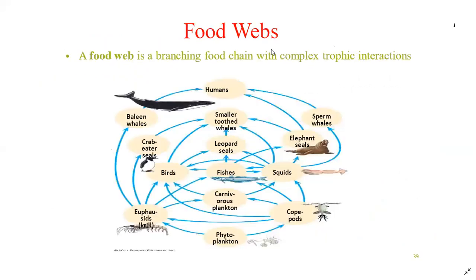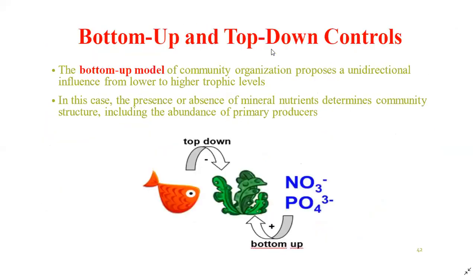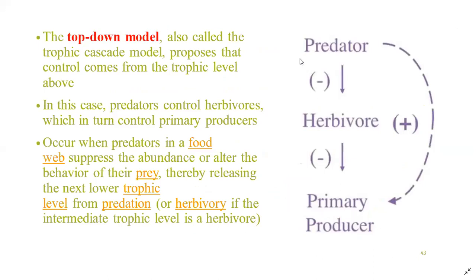Now we are switching to another important topic. We have already read about the bottom up and the top down controls. I hope there is no doubt in this. If there is anything, please let me know. I have talked about all this, right? So I'll just read this down. The top down model, also called the trophic cascade model, proposes that control comes from the trophic level above, that is from the predator itself.